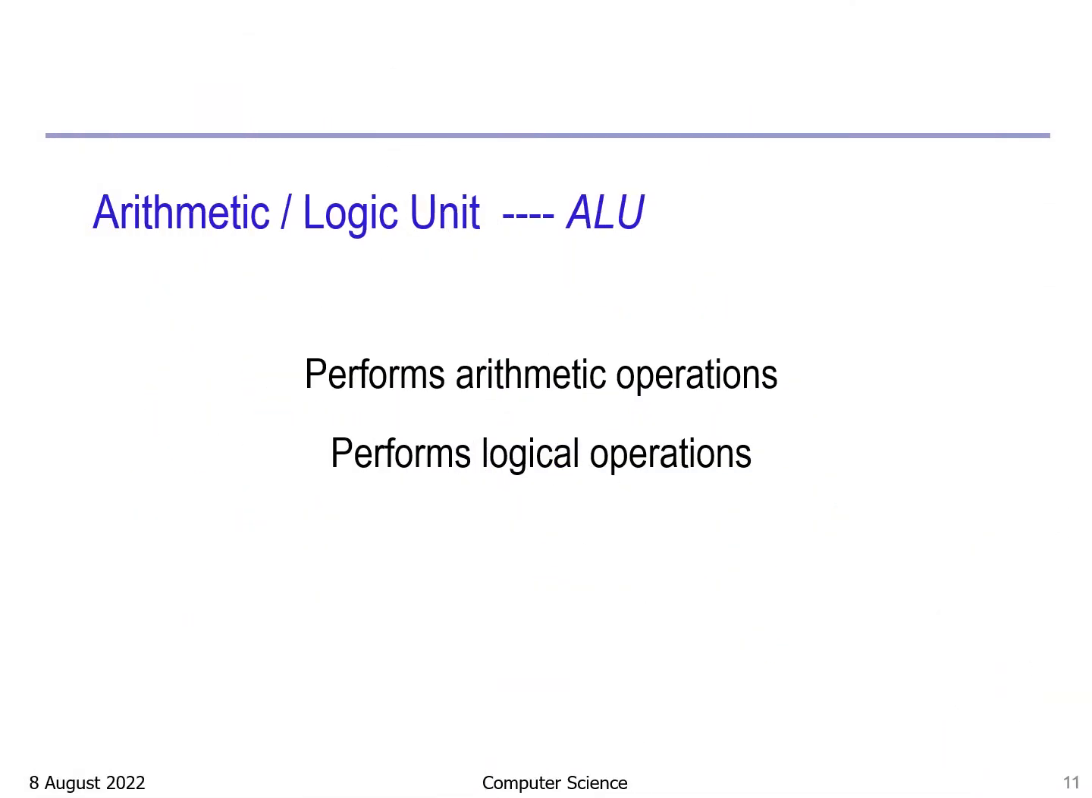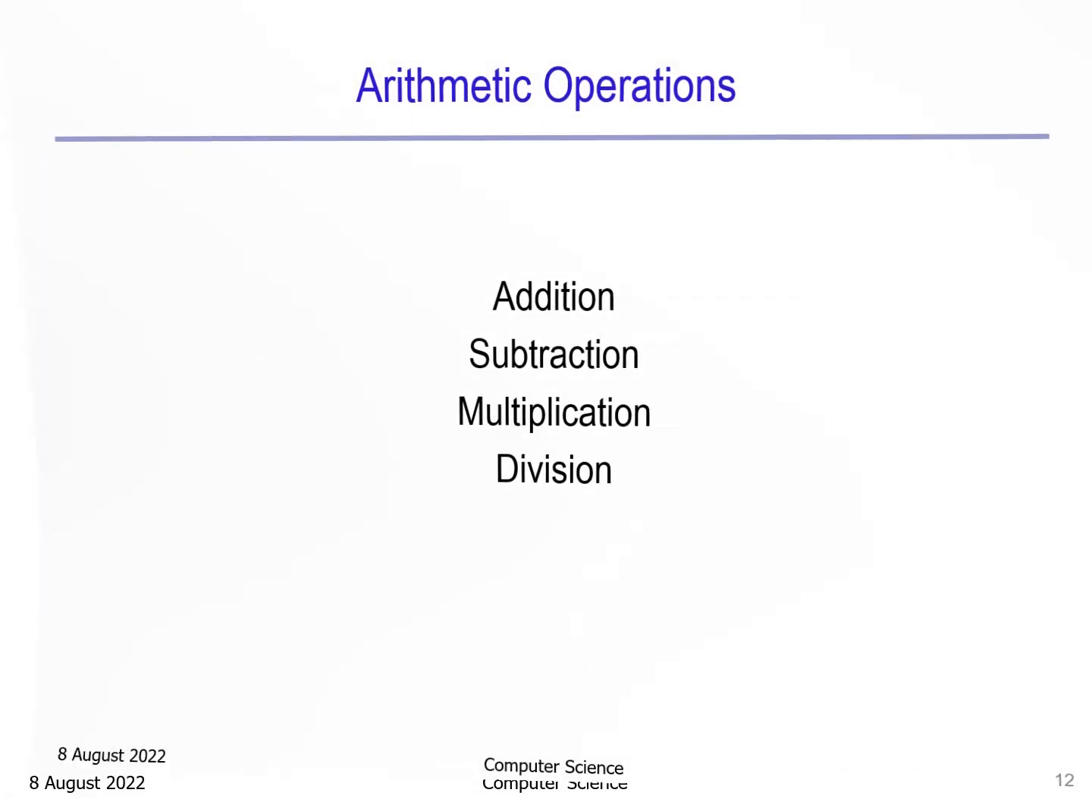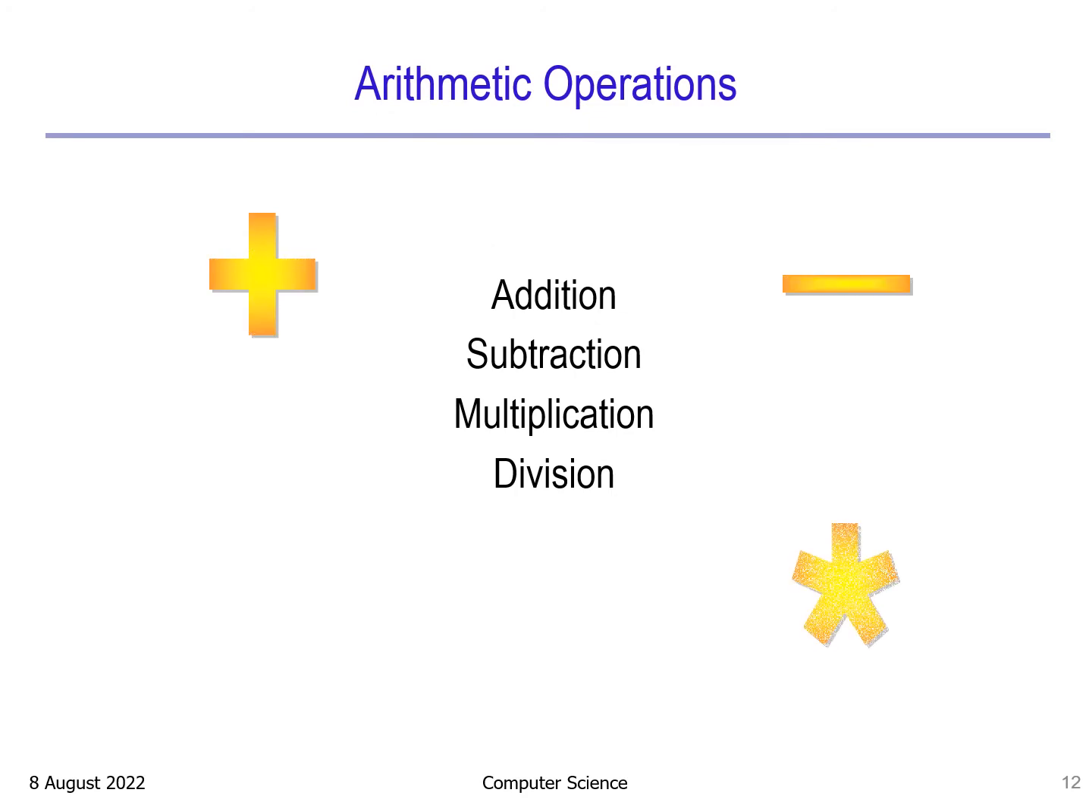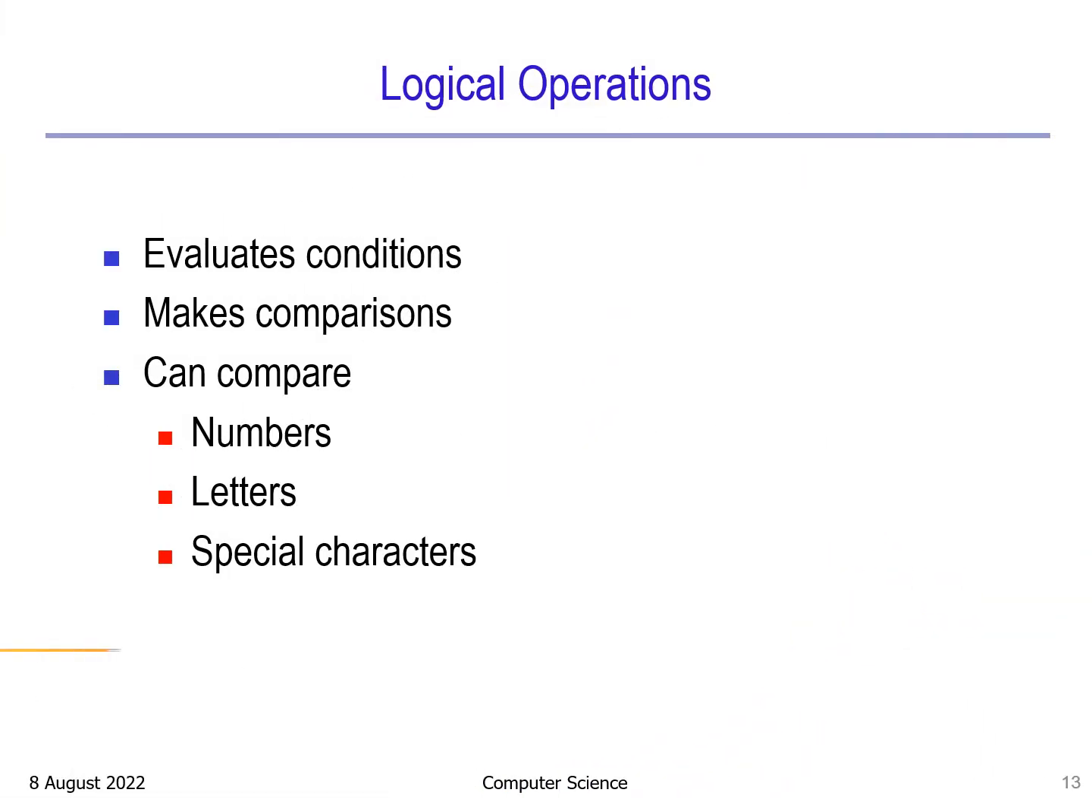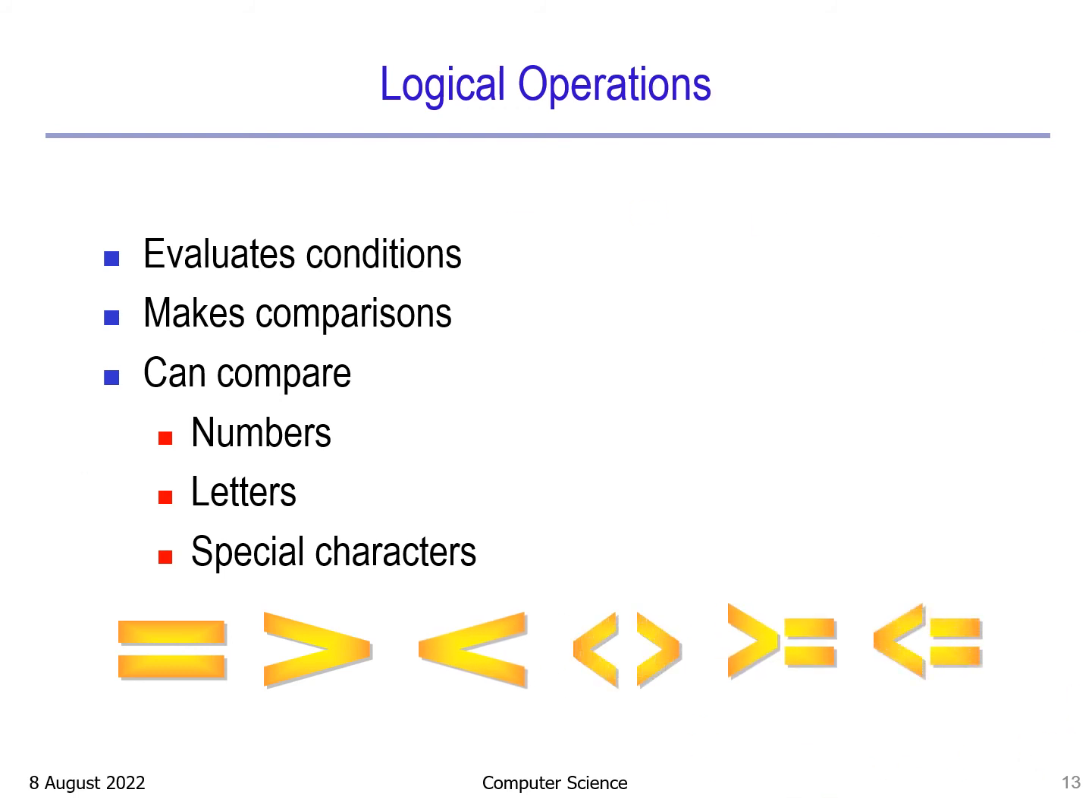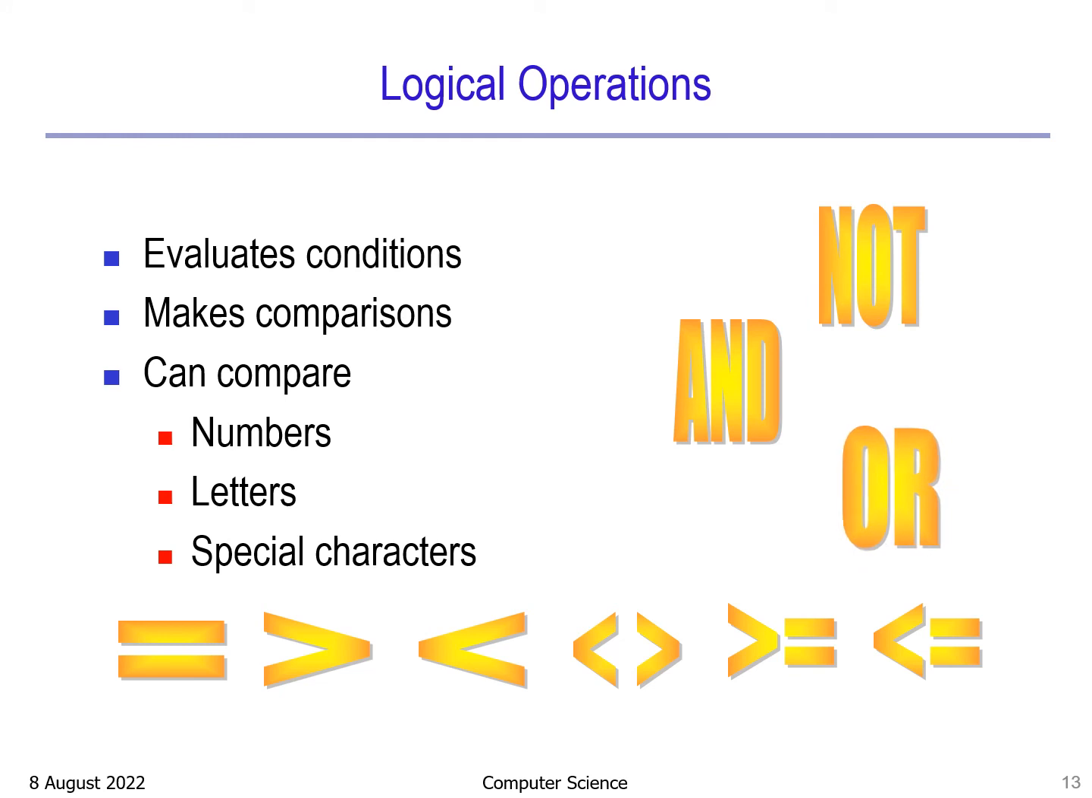the CPU, starting with the arithmetic logic unit, it's the one which will perform all arithmetic operations as well as logical operations. The arithmetic operations that we know are addition, subtraction, multiplication, and division. The logical operators are for evaluating greater than, less than, things like that.